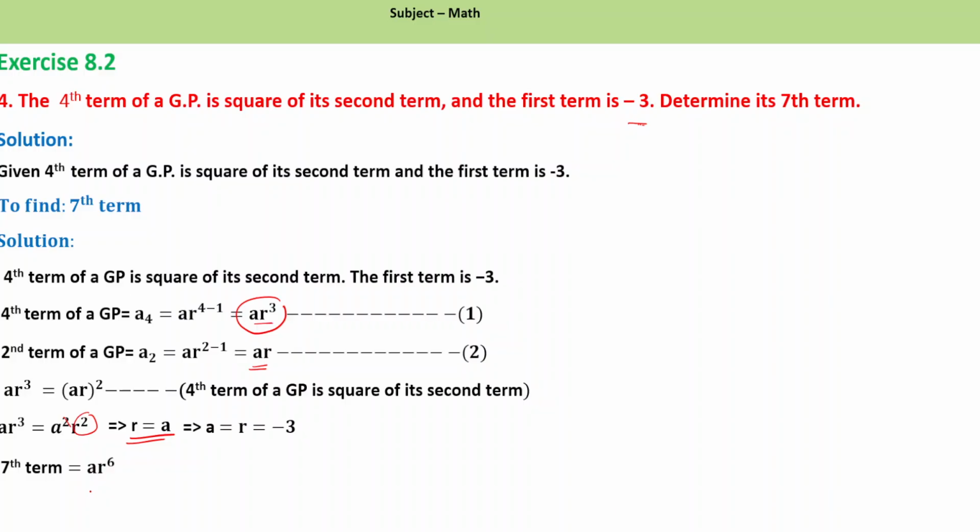Therefore, seventh term is equals to A into r power 6. Substituting A as minus 3 and r as minus 3, we are going to get minus 3 into minus 3 power 6. Therefore, seventh term of a GP is equals to minus 2187.